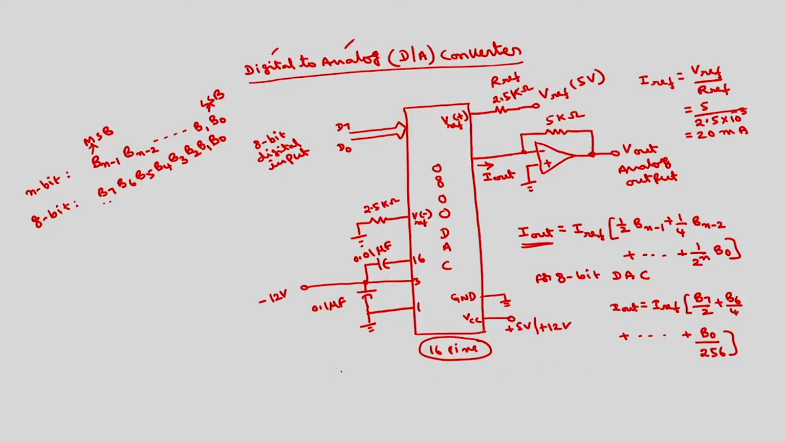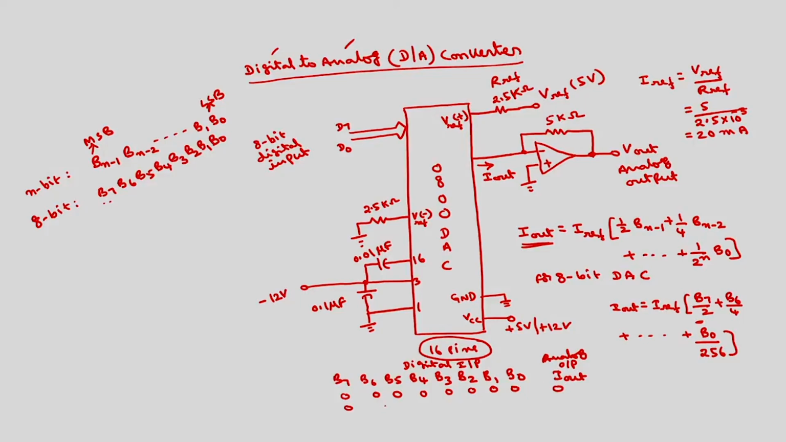If all the bits are 0 0 0 0, B7, B6, B5, B4, B3, B2, B1, B0. So what is I out? This is current output, this is digital input. This is analog output, which is current here. So if this is all zeros, if I substitute these values here, regardless of I reference, you will get current as 0.